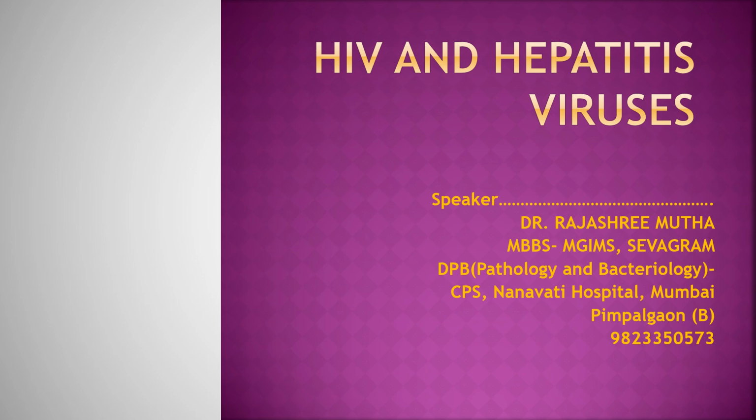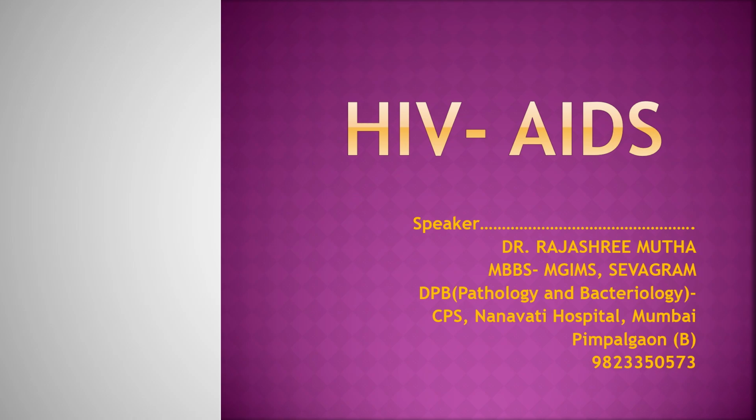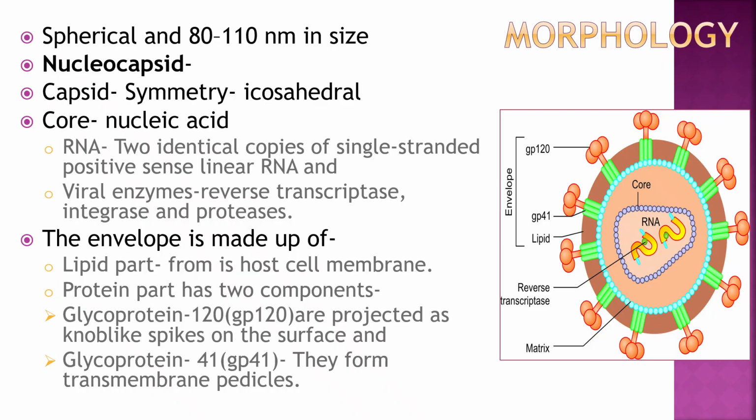Hello students, let's study HIV and hepatitis viruses. So it is HIV AIDS. Morphology: it is spherical and 80 to 110 nanometers in size. It possesses a nucleocapsid, so the capsid symmetry is icosahedral, for nucleic acid.